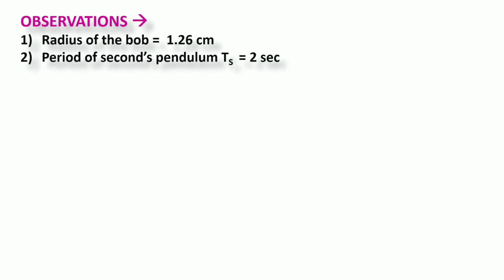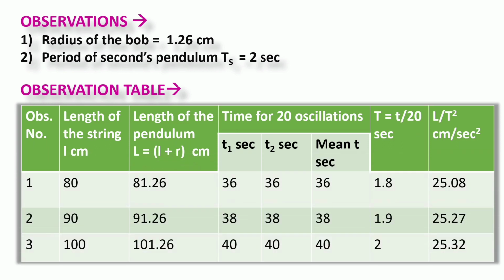Now first we'll write down the observations from this experiment. So here we have measured the diameter of the bob, which is 2.52 centimeter. Dividing that diameter by 2, you will get the radius of the bob, which is 1.26 centimeter. And the period of the seconds pendulum given is Ts equal to 2 seconds. Next, we will record the readings in the observation table.